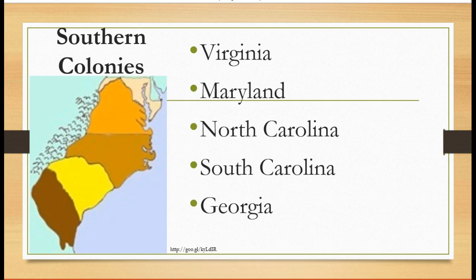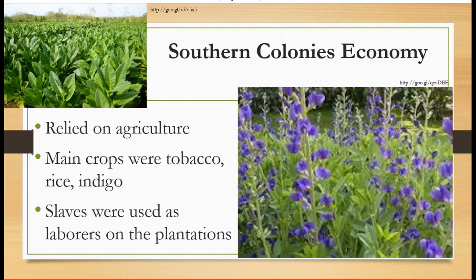Finally, today we're going to look at the Southern Colonies. The Southern Colonies consisted of Virginia, Maryland, North Carolina, South Carolina, and Georgia. The Southern Colonies economy was heavily reliant on agriculture. The South was much warmer than the rest of the 13 colonies, and as a result, your growing season was even longer than in the other two regions. So the Southern Colonies were able to grow things like tobacco, rice, and indigo.